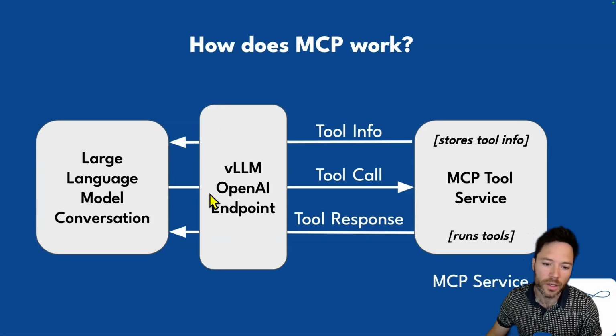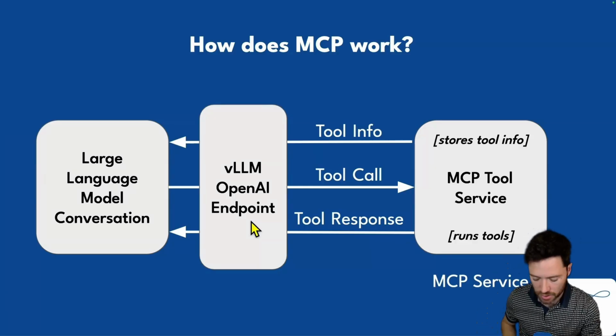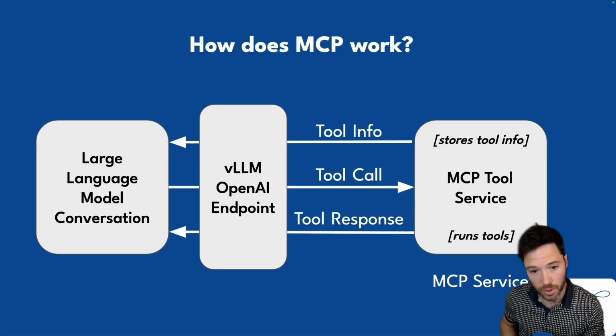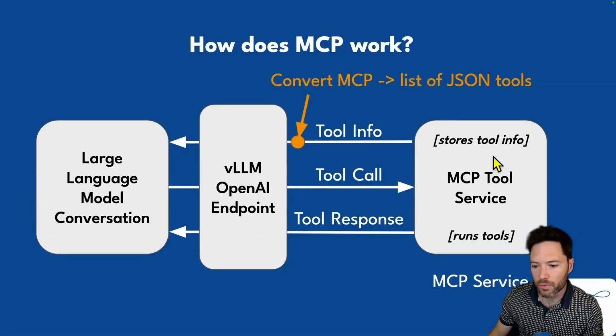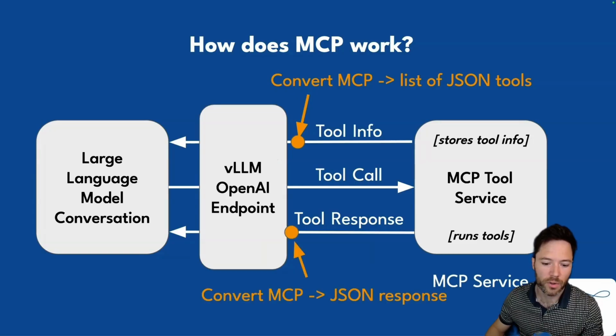And in integrating this API endpoint, there are a few points of integration or translation we need to take care of. Don't worry if you don't understand this first time around, because it'll become apparent in the code. The first one is we will get tool information from the MCP services, and we need to convert that into lists of JSON tools, because that's what OpenAI endpoints expect. Second of all, we will need to convert the tool response into a format that the language model expects.